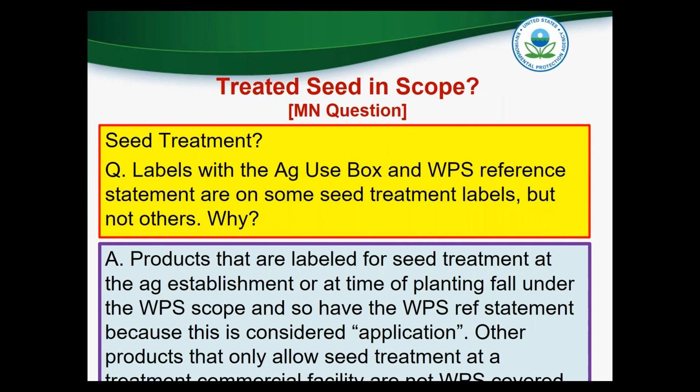Next slide. From Minnesota, it's seed treatment. There are some labels out there with the ag use box and WPS reference statement on some seed treatment labels, but not others. And the question is why? Well, some of the products are labeled for seed treatment at an ag establishment or at the time of planting and fall under the scope and so have the WPS reference statement, because applications to seeds just before planting is considered an application. Other products, however, only allow seed treatment at the commercial treatment facility, and therefore they're not covered by the WPS, and they then will not have the WPS reference statement on those particular product labels.